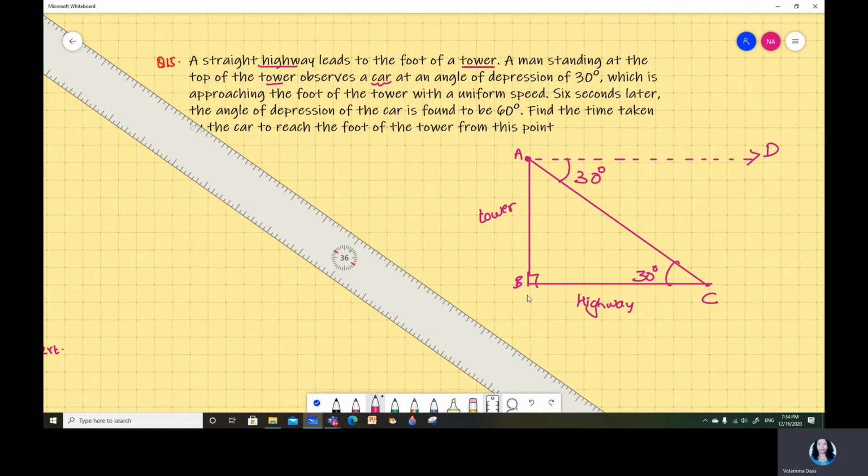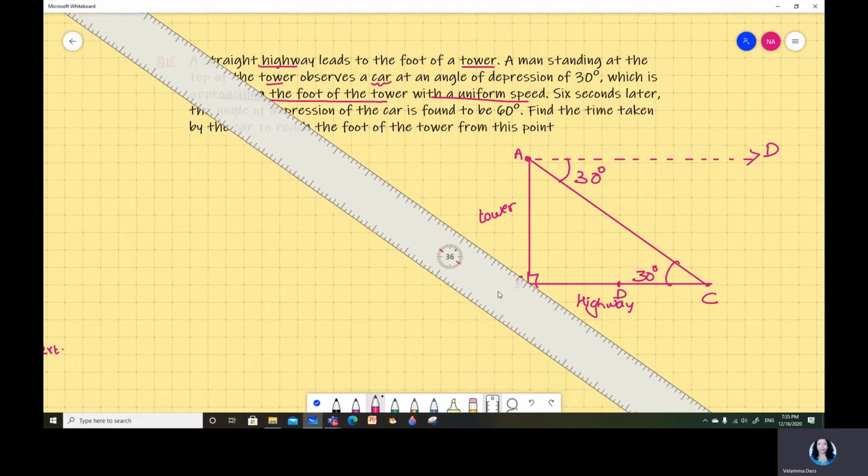to the foot of the tower. Now here we can find 6 seconds later the angle of depression of the car is found to be 60 degrees. So what will happen? This car at C, it is approaching the foot of the tower. Here it is saying it is approaching the foot of the tower with a uniform speed. So the car is going with a very uniform steady speed. The car C is coming closer to the tower. This is the foot of the tower. So let us assume that the point is D.